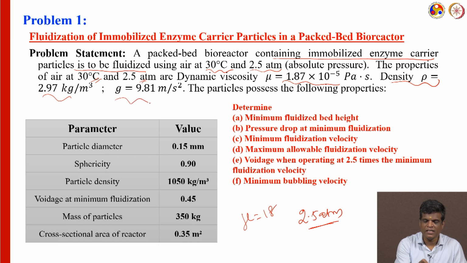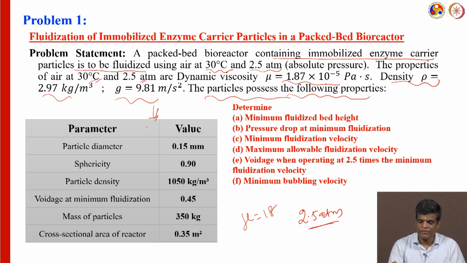So, then there is gravity, that is g equal to 9.81 meter per second square. Then we have to determine the following properties. The particle possesses the following properties. We have to determine first the minimum fluidized-bed height.